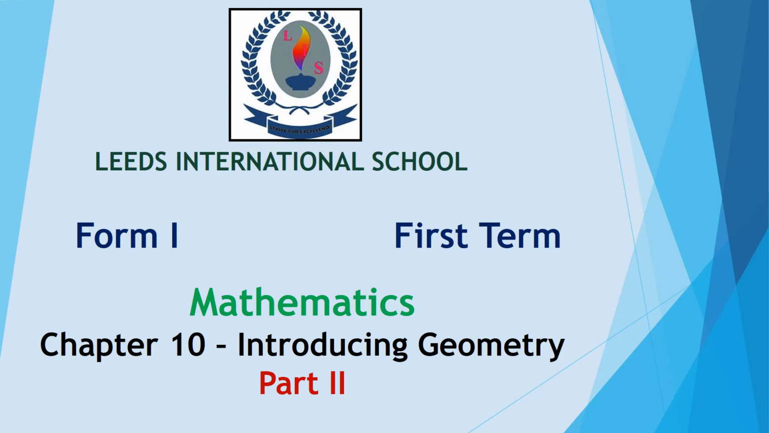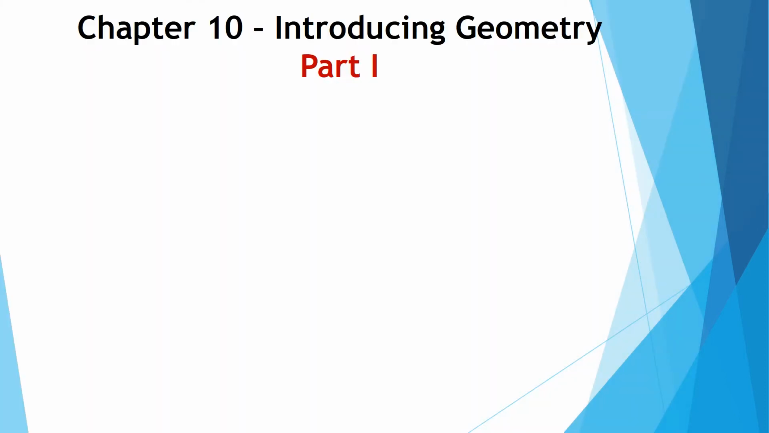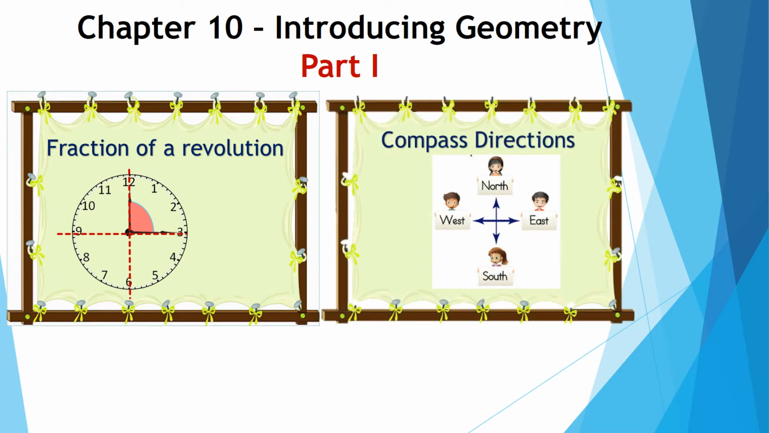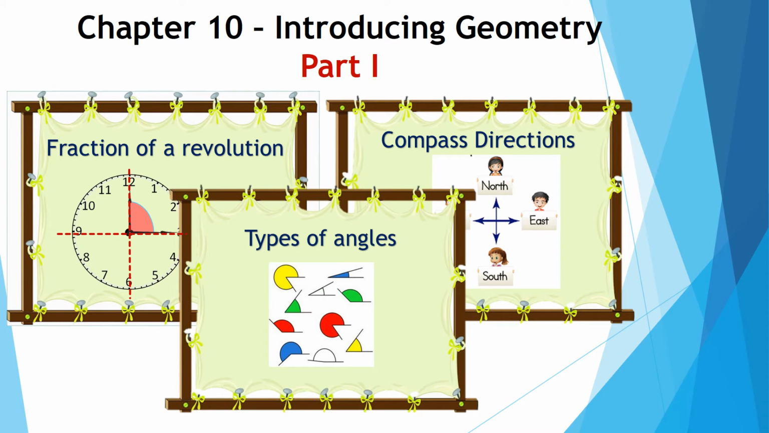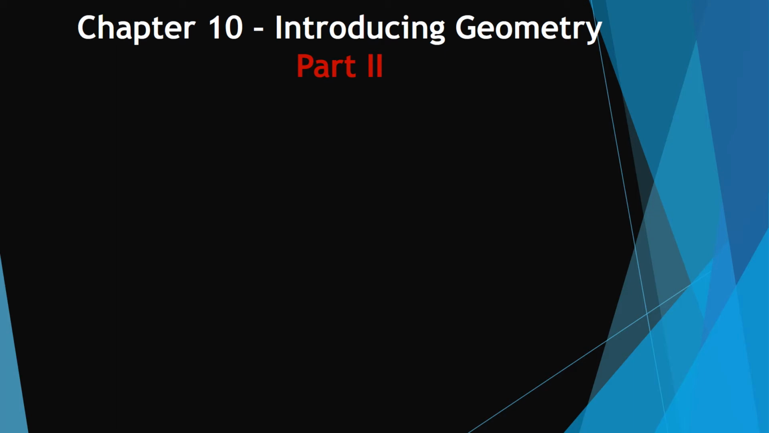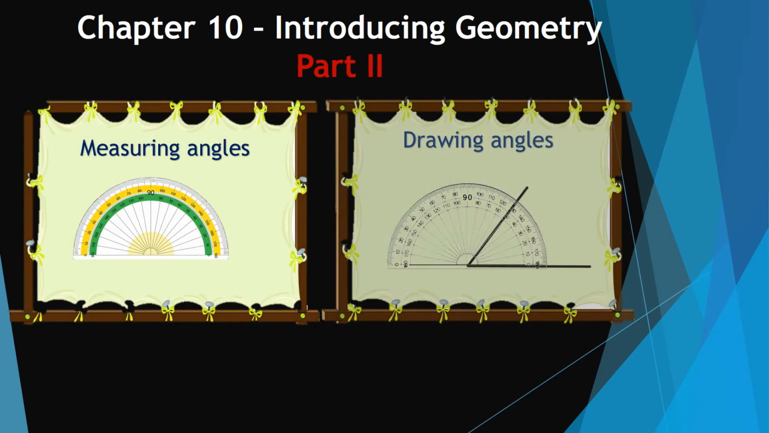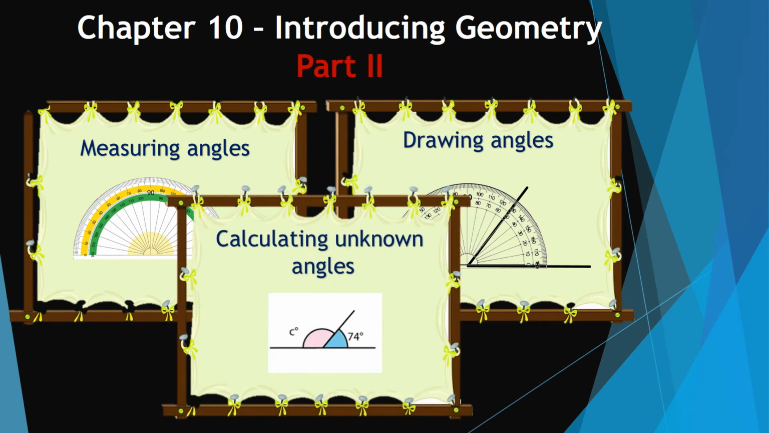Hello children, we are again here to discuss the second part of the Form 1 Maths lesson, Introducing Geometry. In the first video we discussed what a fraction of a revolution is, the four main compass directions and the types of angles too. In this video we will discuss the way of measuring angles, drawing angles, and also calculating the unknown angles.